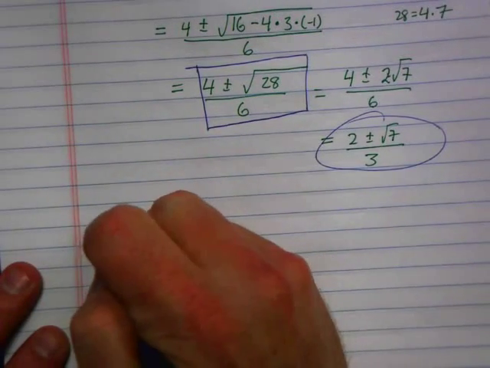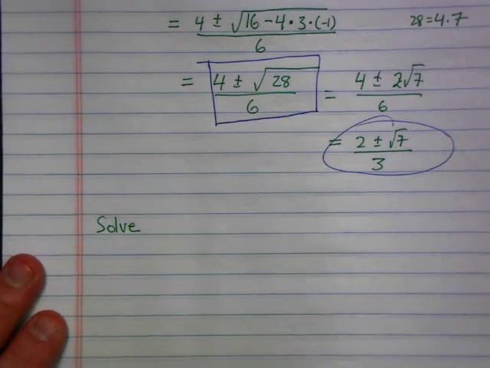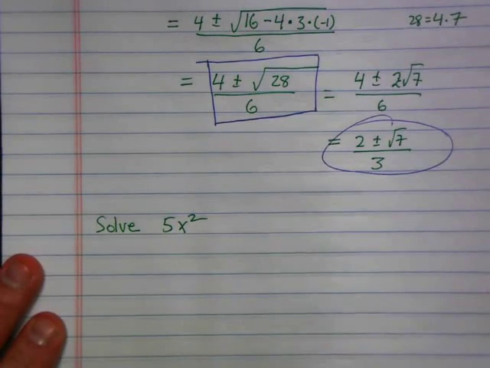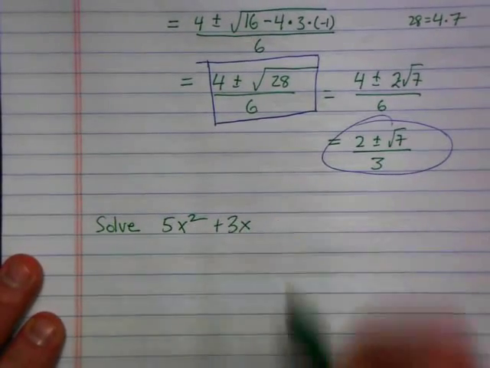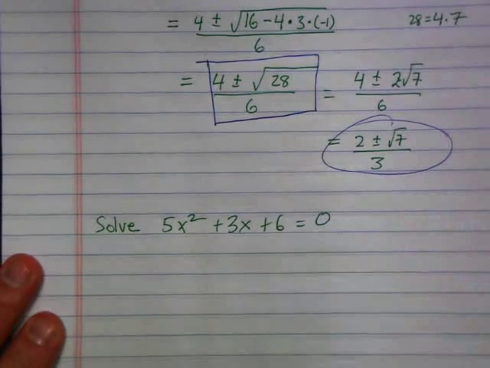All right, let's try another one. Solve. Give me some numbers you like. Got any good numbers? 5x squared plus 3x minus 6. Let's make it plus 6. Equals 0, just to be different.